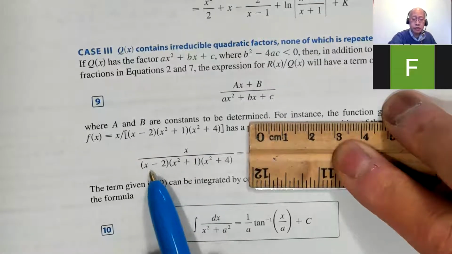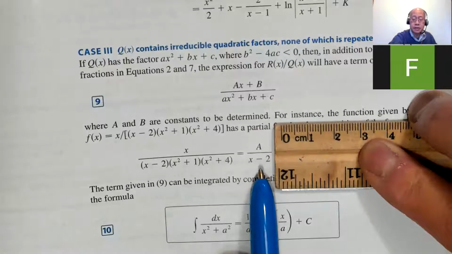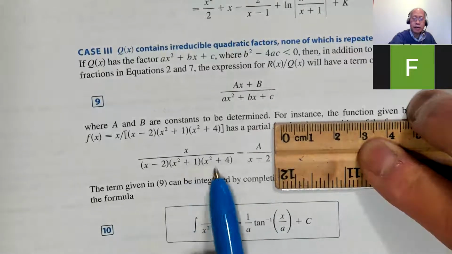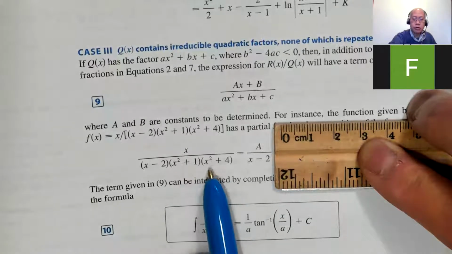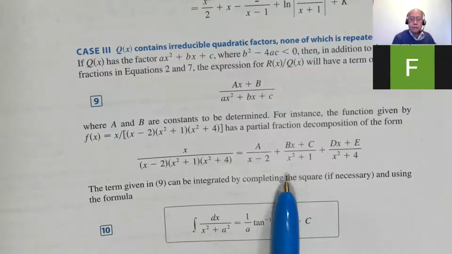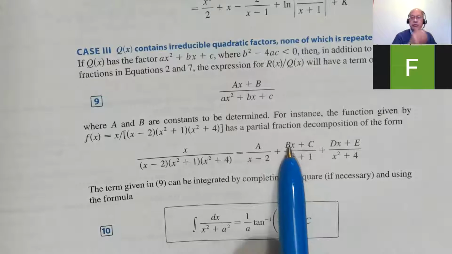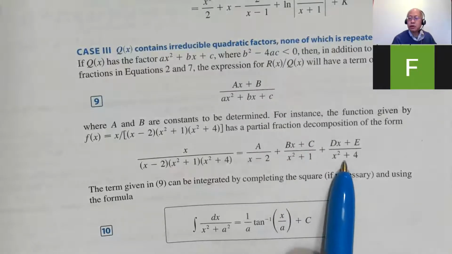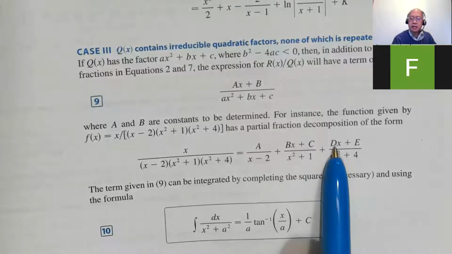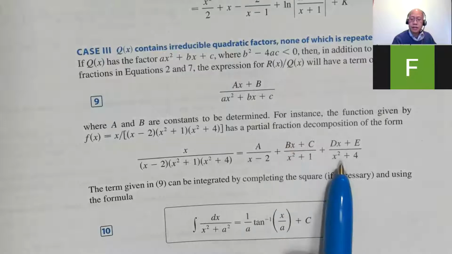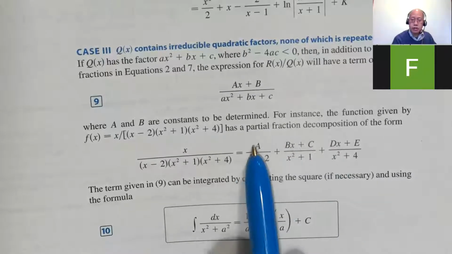So what should I do? Okay, this one's a linear factor. So that's just like before, A over x minus 2. These two, however, cannot be broken down further. X squared plus 1, x squared plus 4. So what's the rule this time? Take a look at what they do. X squared plus 1, bx plus c. X squared plus 4, dx plus e. So if this is second degree, this is first degree, linear. Second degree, first degree. This is already linear, so you just put a constant.